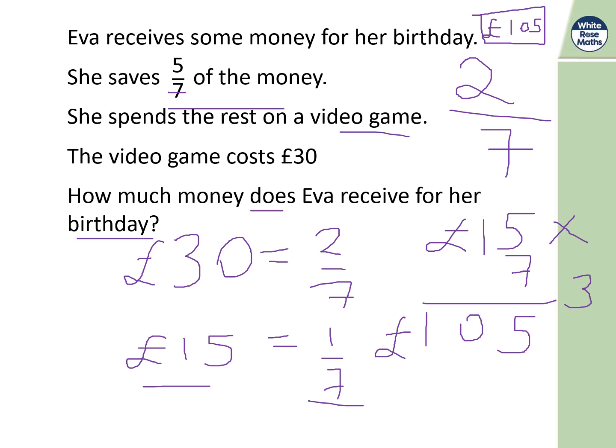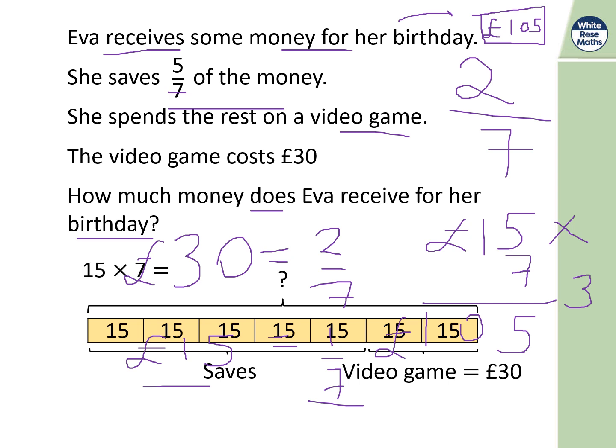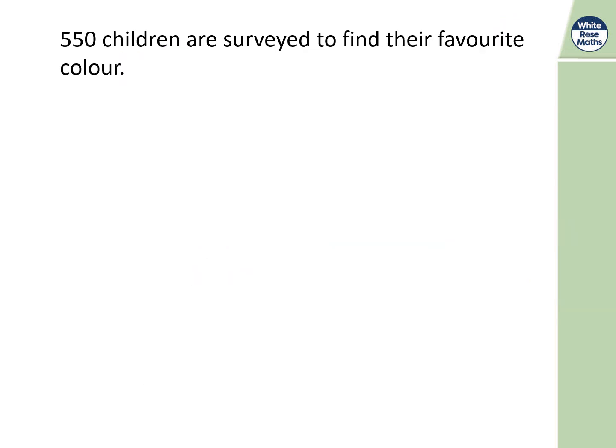But the answer to the question is, how much money did she receive for her birthday? It's not asking how much she saved, it's asking how much she received for her birthday. So going back to the beginning of the sentence, Eva receives some money for her birthday. So we are working out the original amount. Hopefully that makes sense. And here is a pictogram to show it. Each little box contains 15, so 15 lots of 7 is 105.